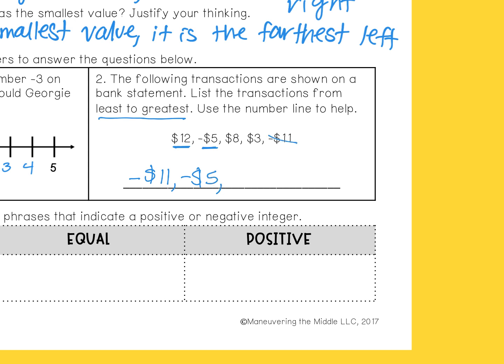Okay, so I'm done with -11 and I'm done with -5. I don't have any more negative numbers, so I'm going to move on to my positive numbers. Now, when we're looking at our positive numbers, obviously the smaller the positive number, the smaller the value. So if I have $3, that's smaller than $8. And then if I have $12, that would be my greatest value. Whenever you're putting negative and positive integers in order from least to greatest, your smallest value is always going to be your biggest negative number, and then you would work your way up to your positive numbers.